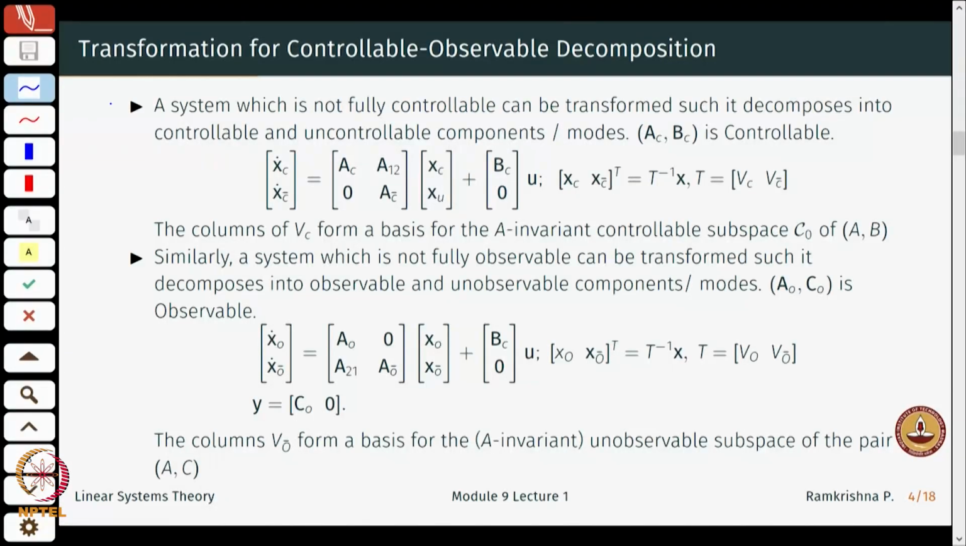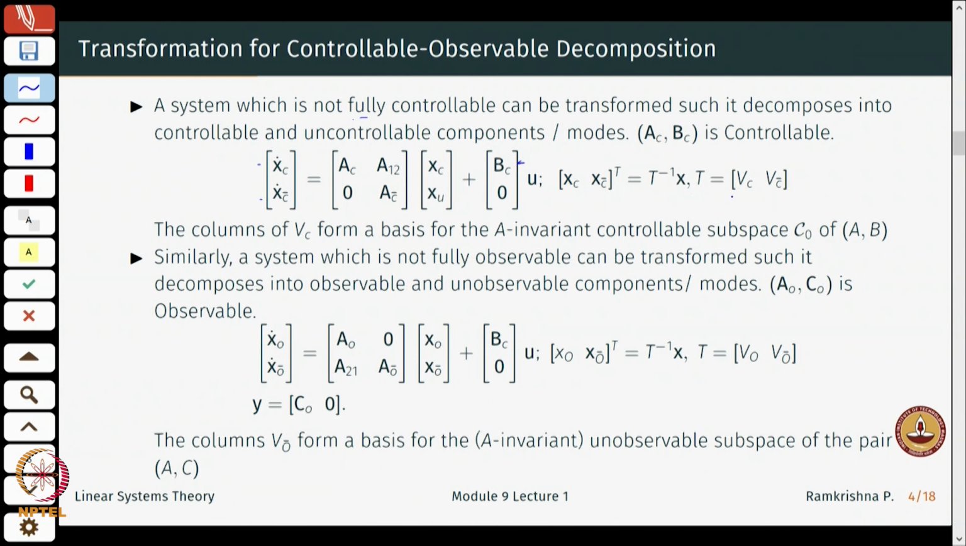Okay, so before we come to the overall decomposition, let us individually revisit the controllable and the observable decomposition techniques. So first what we know is that a system which is not fully controllable can be transformed into its controllable modes, I call it x_c, and the uncontrollable modes, I call them x_c bar, right, in such a way that in x_c dot, the B_c influences only the first k components, and then the remaining n minus k are uncontrollable, right.